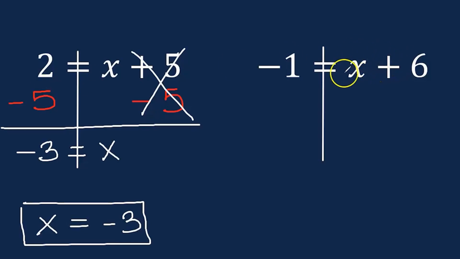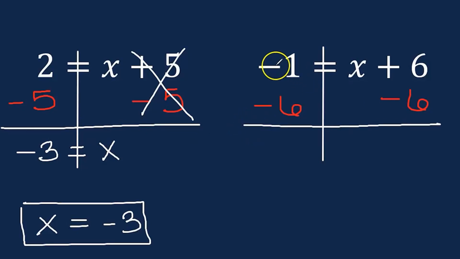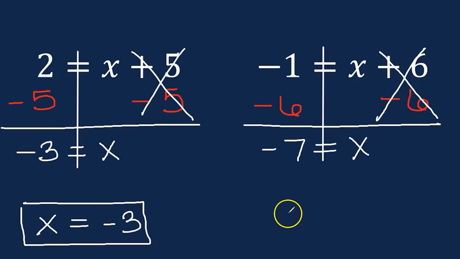So now we have the x over here. We want to get rid of anything attached to the x. To get rid of positive 6, we subtract 6 from both sides. Negative 1 minus 6. They're both negative, so we add them together. Equal sign stays where it belongs. X plus nothing is x, and positive 6 minus 6 is 0. And so our answer here, when we flip it around, is x equals negative 7.